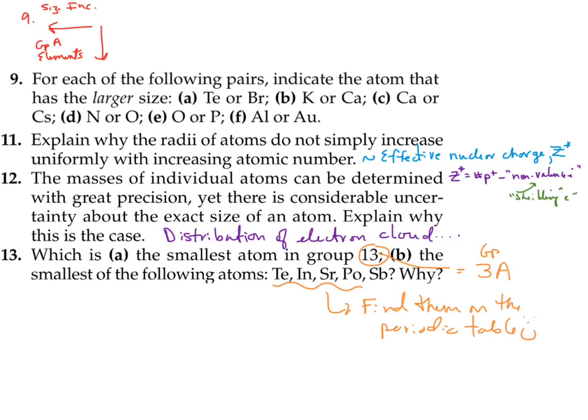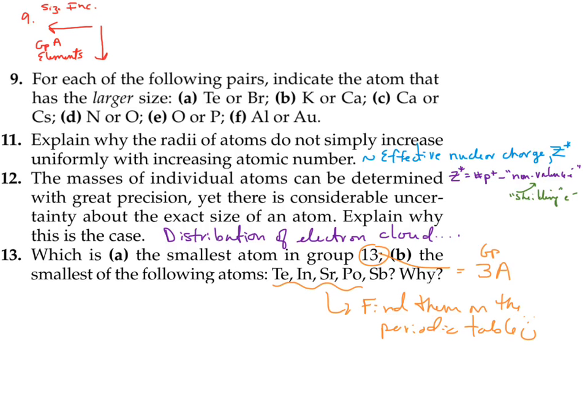The hint for 13 is in orange. 13 has a couple parts to it. It says, which is the smallest atom in group 13? That corresponds, if you look at the new convention versus the old convention, to 3A. So that's starting with boron, aluminum, and so on. Which is the smallest atom in that group?